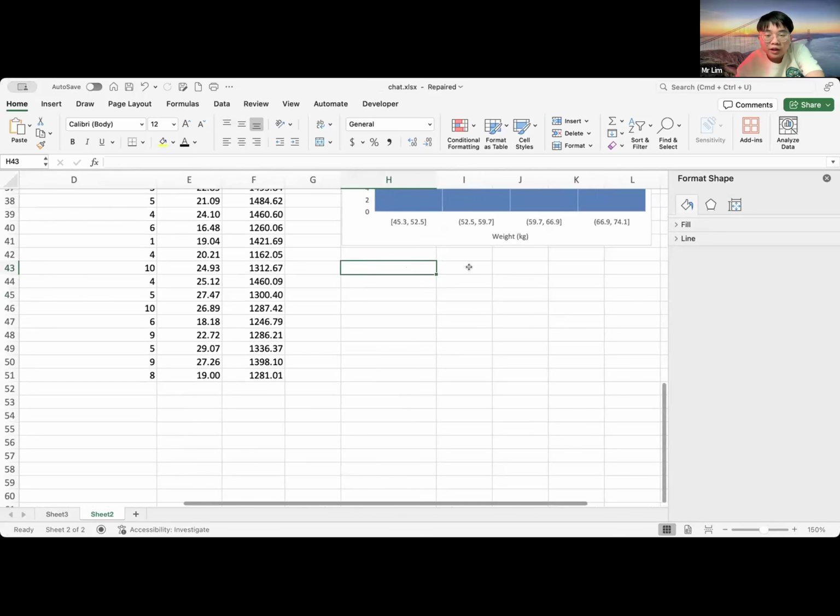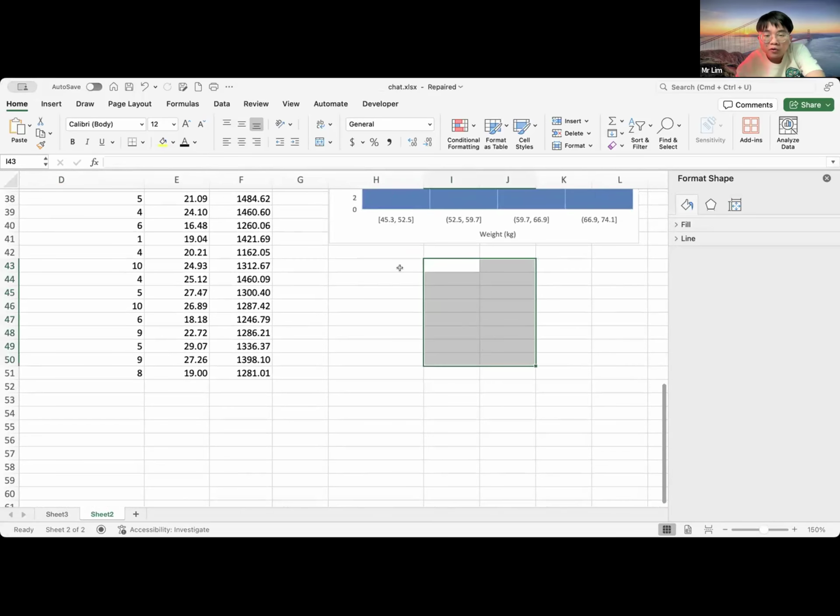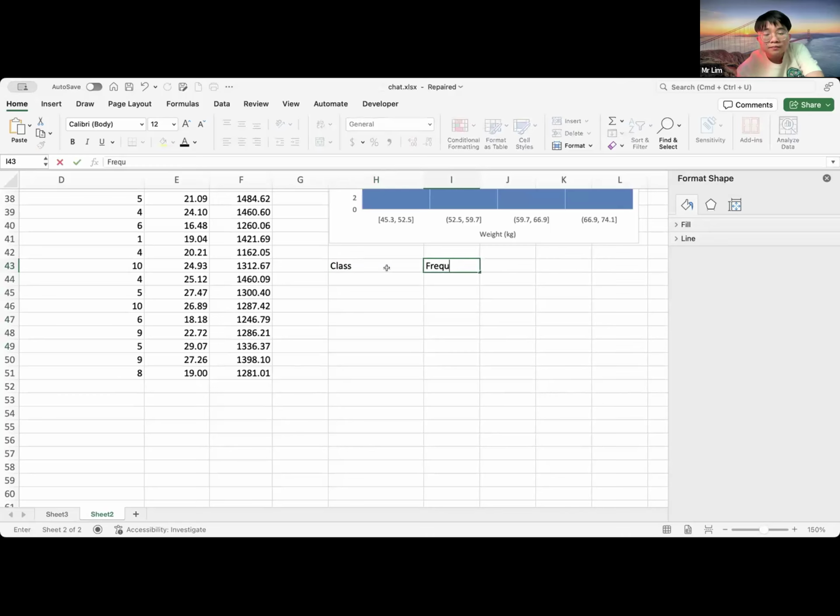If you want to do that, before you start, you should make a simple table. So this is your class, and then this is your frequency. Let's group 1 to 2 together. That would have this issue. If you press 1 dash 2, they will understand it as a date. So what you need to do is maybe put an apostrophe before 1 to 2.